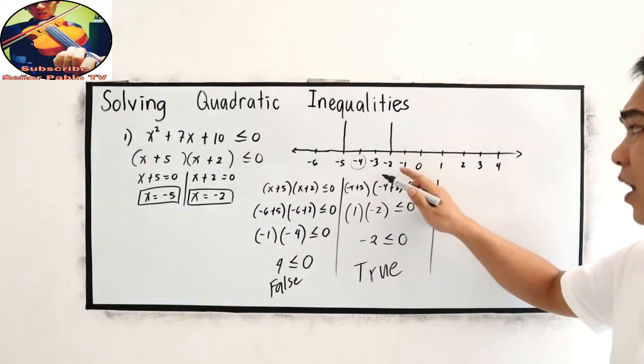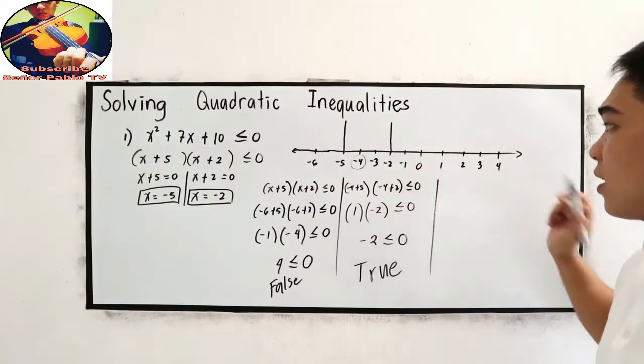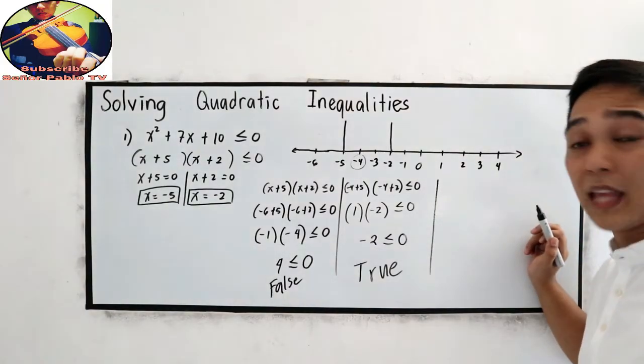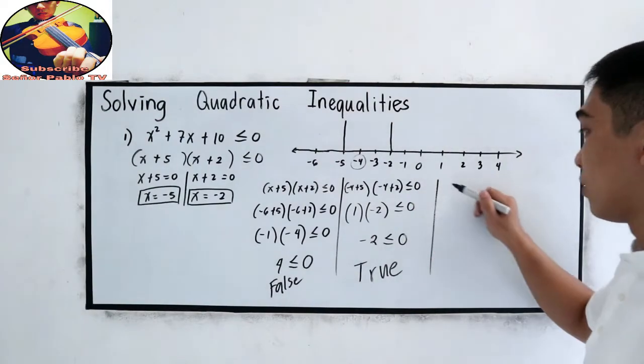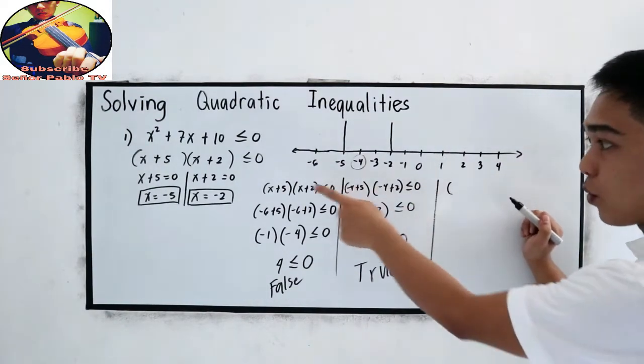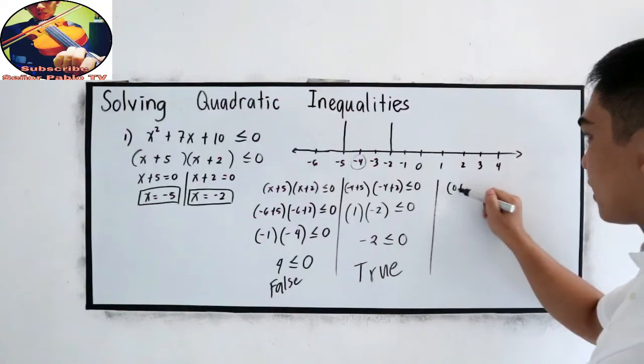You can choose between negative 1, 0, 1, 2, 3. It's up to you. But I'm going to choose 0 because this is the easiest one. So I will substitute 0 for our x. 0 plus 5.